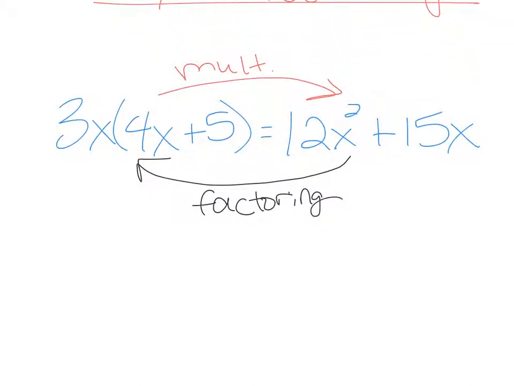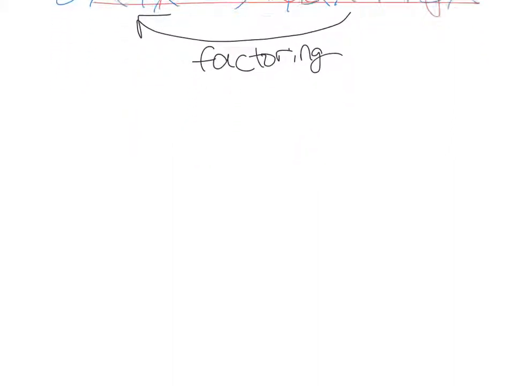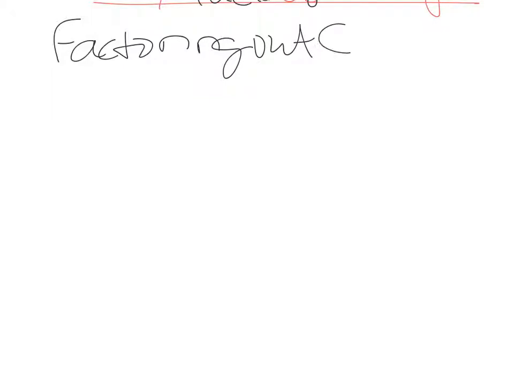Okay, so the first kind of factoring that we're going to learn about, and the kind that you will use most commonly, is factoring out a GCF. Like I said, I apologize for my handwriting. I'm doing my best. So factoring out the GCF, or the greatest common factor.